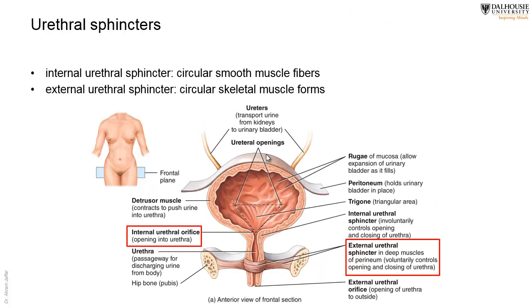The urethral sphincters: we have actual sphincters around the urethra. The first sphincter, which is a thickening of smooth muscle fibers, is located here in the neck of the bladder. So this is called the internal urethral sphincter. It surrounds the internal urethral orifice, and this is an involuntary sphincter. It is controlled by the autonomic nervous system.